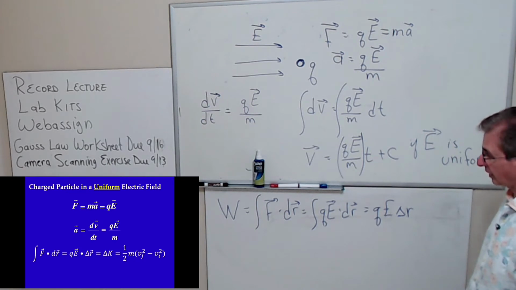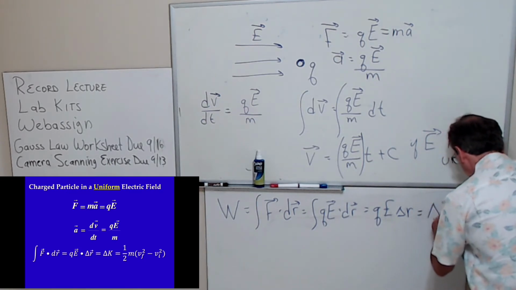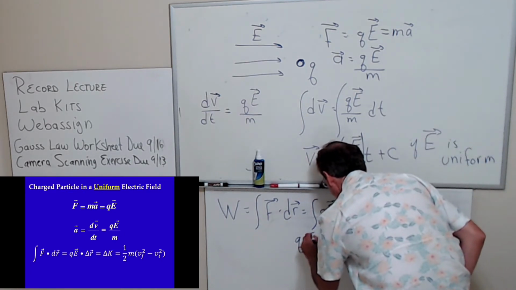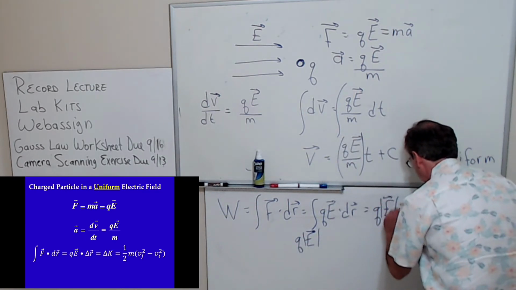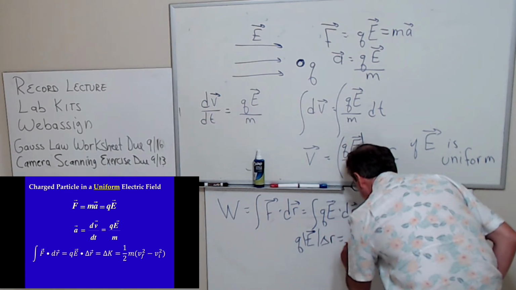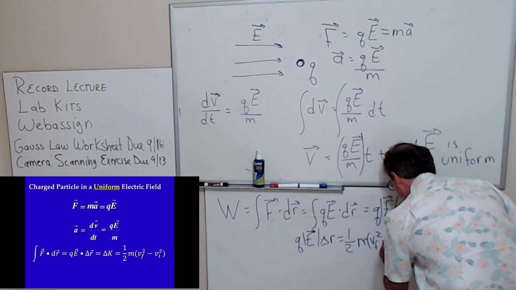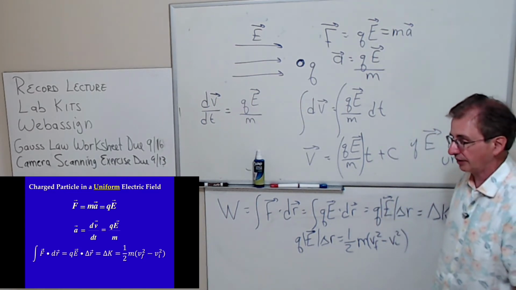And remember the work kinetic energy theorem, this is equal to delta K. So QE, and I should be careful, times delta r is one half m v final squared minus the initial squared. That's just the work kinetic energy theorem.